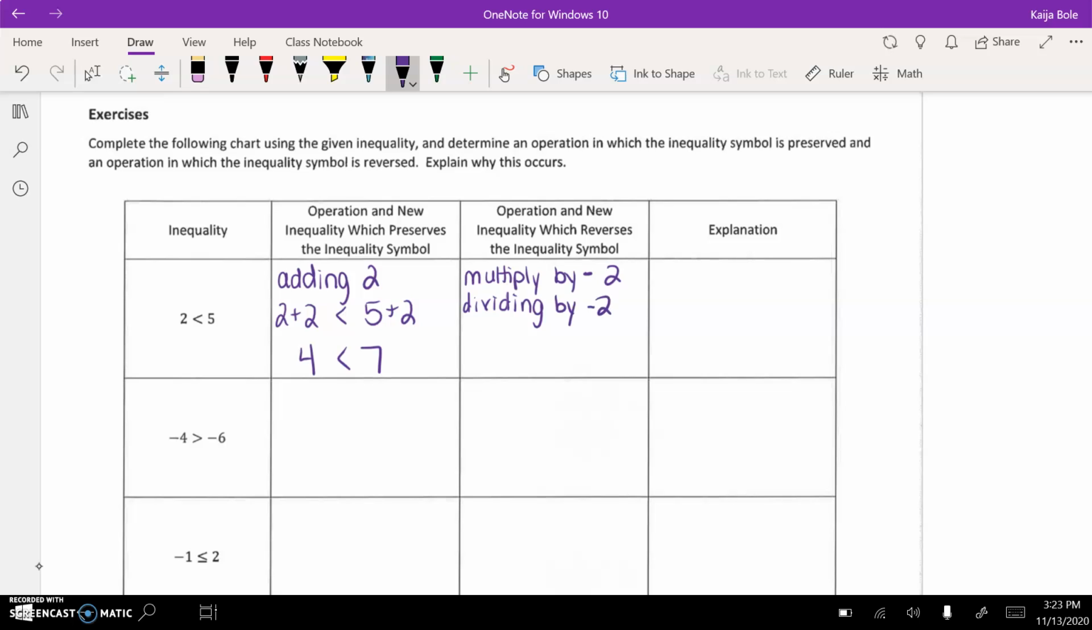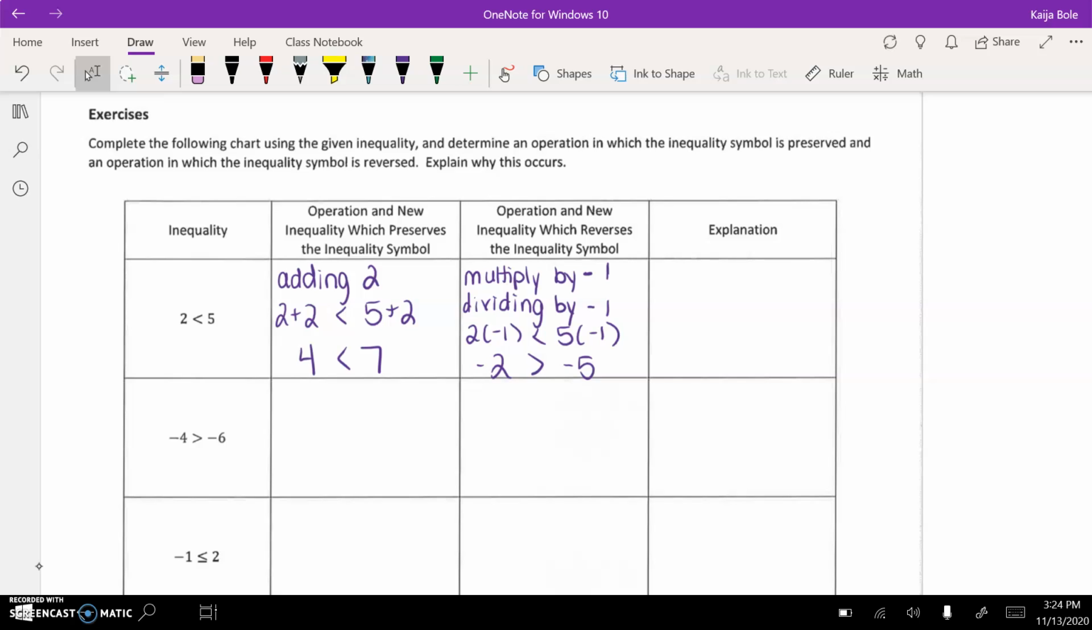Okay? So maybe I'll change it to 1. Let's change it to -1. Right? 2 times -1 and 5 times -1. 2 times -1 is -2. 5 times -1 is -5. So this would cause me to reverse the symbol.